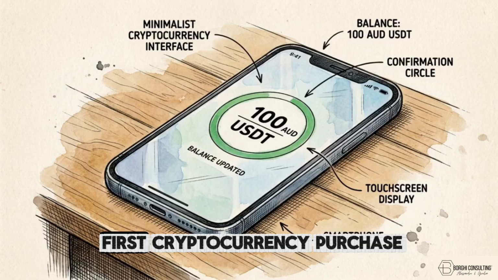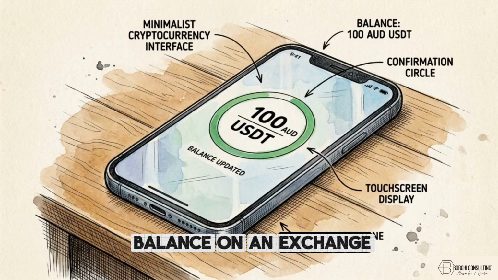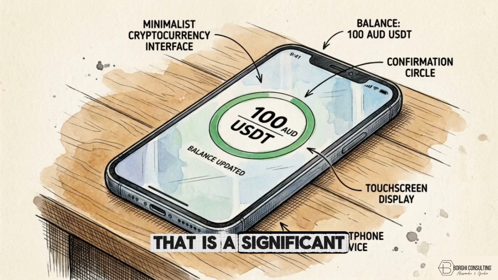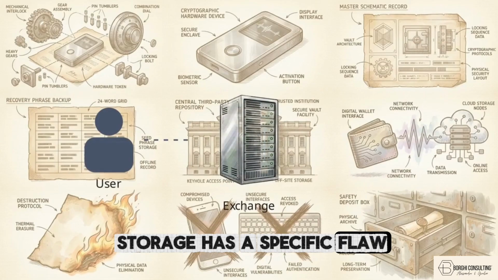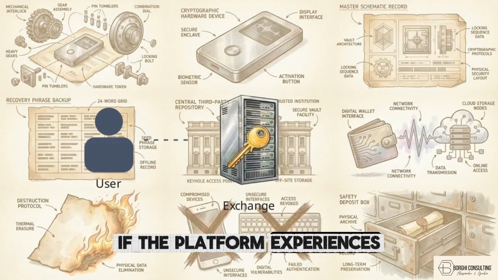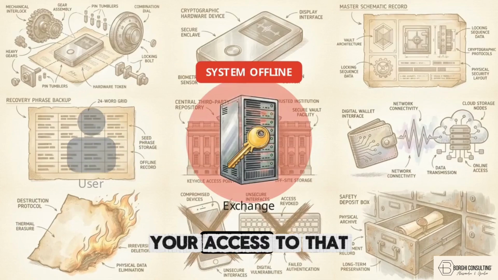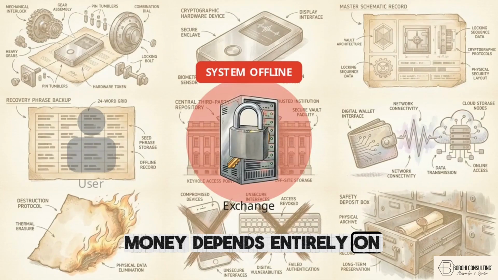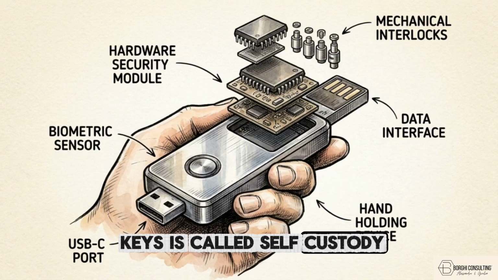You have made your first cryptocurrency purchase and successfully secured that balance on an exchange. That is a significant first step, but long-term exchange storage has a specific flaw. You do not hold the private keys to those funds. If the platform experiences an outage, a freeze, or a security breach, your access to that money depends entirely on a third party. Taking ownership of those keys is called self-custody.